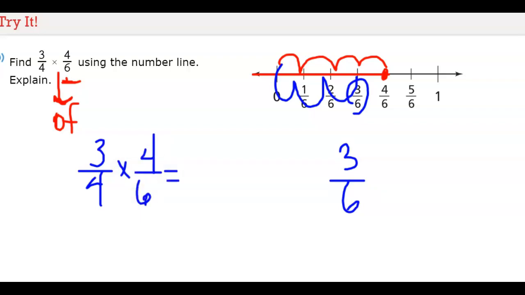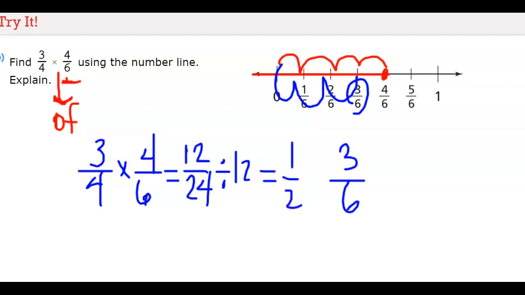So we're going to multiply straight across. 3 times 4 is 12. 4 times 6 is 24. And then we know to simplify fractions. So 12 and 24, you find a common factor. The common factor of both of them is 12. So if you divide both by 12, you're going to get 1 over 2, which is 1/2, and 3/6 is an equivalent of 1/2. So now we know that our answer is correct.